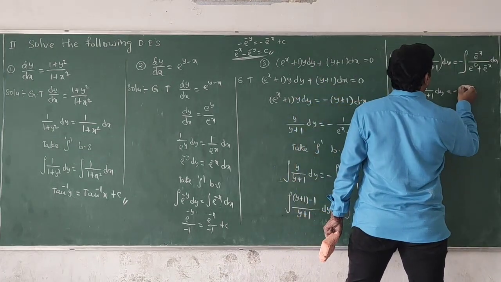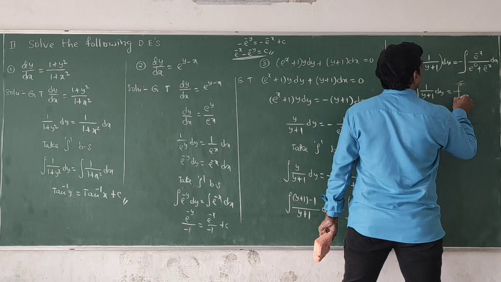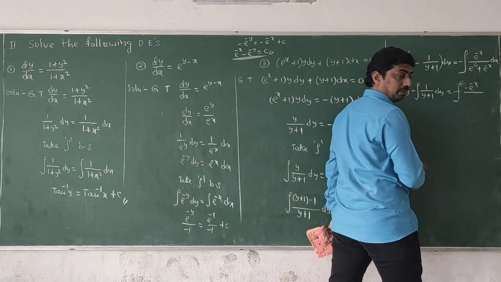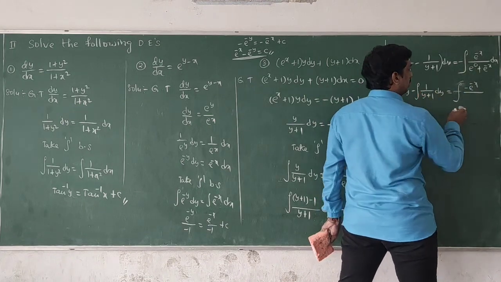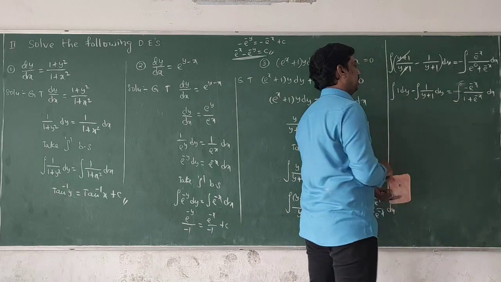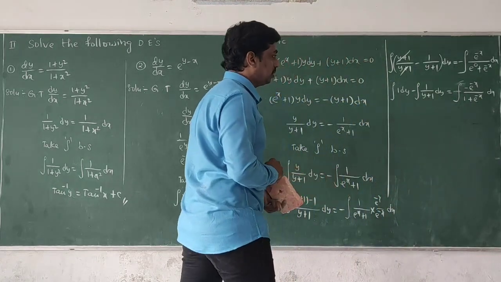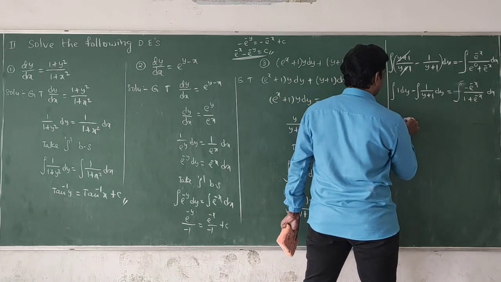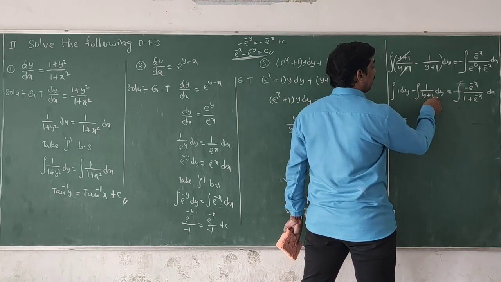Now minus, this minus can be written like this: integration of minus e power minus x by e power 0 value 1, 1 plus e power minus x into dx. Now simplify this one, that means write down the integrations of these functions. Integration of 1 with respect to y is very good, y, minus integration of 1 by y plus 1.